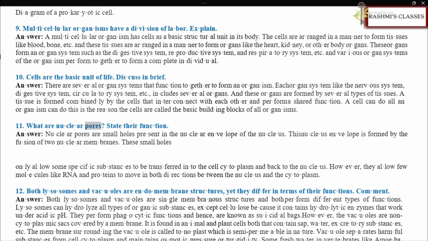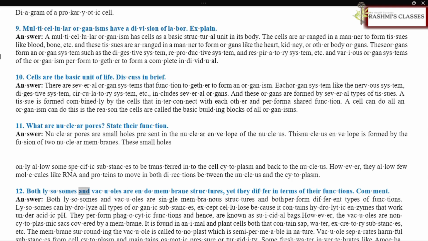What are nuclear pores? State their function. Answer. Nuclear pores are small holes present in the nuclear envelope of the nucleus. This nuclear envelope is formed by the fusion of two nuclear membranes. These small holes only allow some specific substances to be transferred into the cell cytoplasm and back to the nucleus. However, they allow few molecules like RNA and proteins to move in both directions between the nucleus and the cytoplasm.